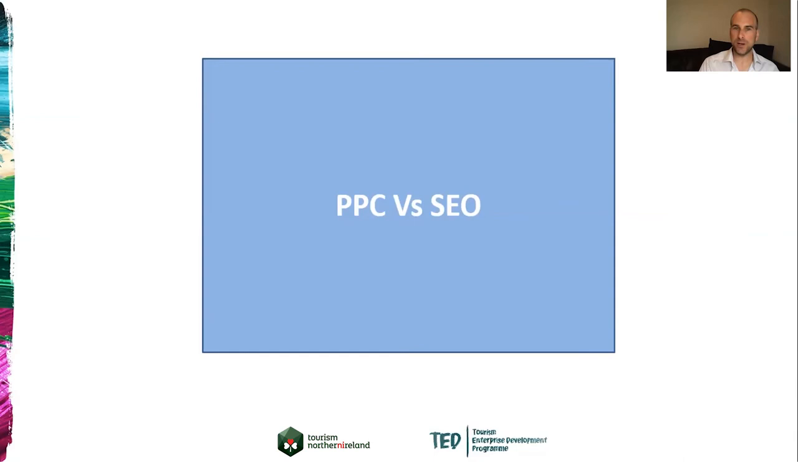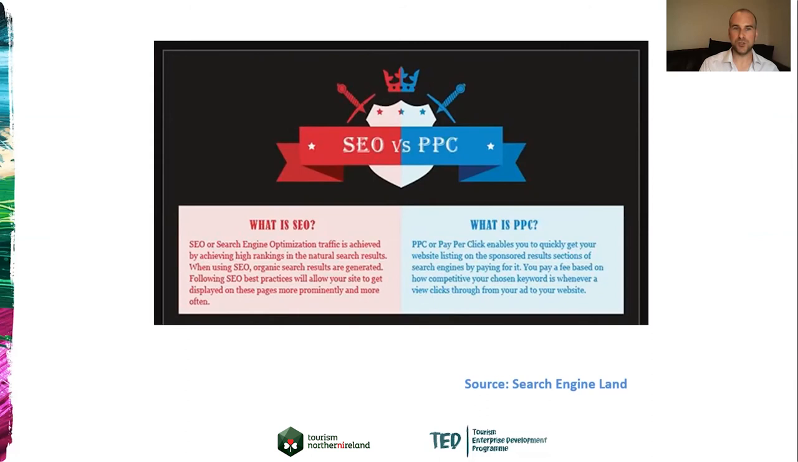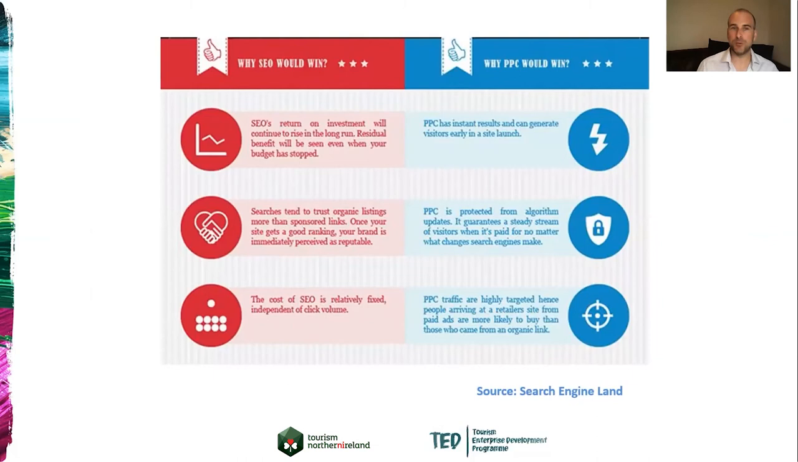So what's the difference between pay-per-click or paid search and search engine optimization? Let's take a look. So SEO, as I explained, is the process of achieving high rankings in the natural search results, and pay-per-click is where you pay for your listing. Some people might prefer search engine optimization because it's more of a long-term process. There is residual work that goes into improving the rankings organically over time, but over a long period of time, that has a bigger benefit.